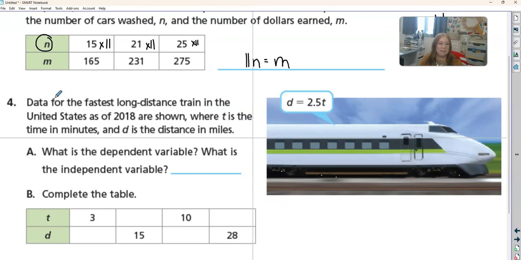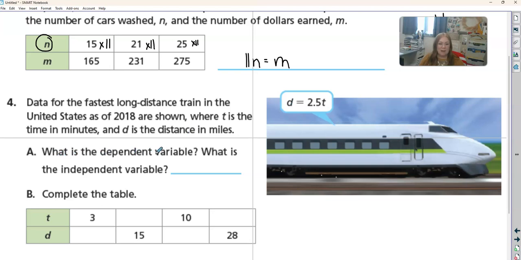Number 4 says the data for the fastest long distance train in the United States as of 2018 are shown, where T is the time in minutes and D is the distance in miles. So here's our thing. Every time we have a minute, it's going 2.5. And then we can see how far it's gone after that. So if it goes 1 minute, it's gone 2.5. If it's gone 2 minutes, it's gone 5, and so on. If it's gone 10, it's gone 25. So we can see that same thing is happening over and over again.